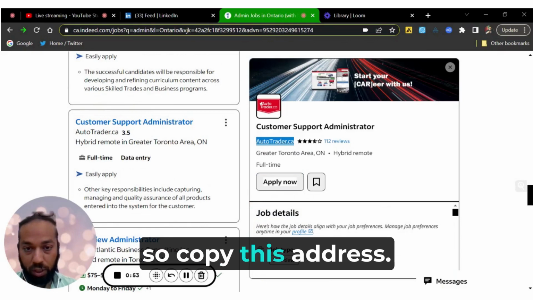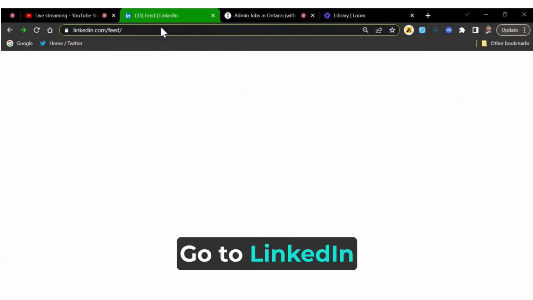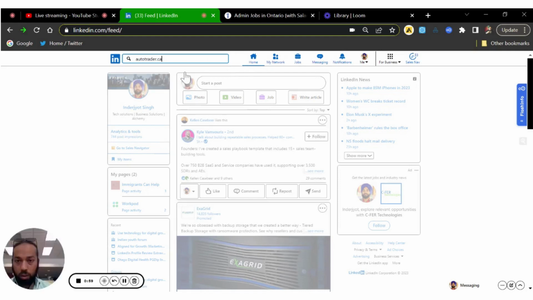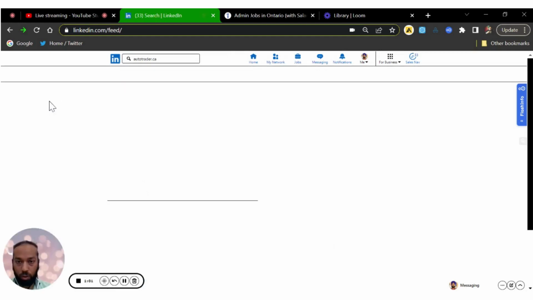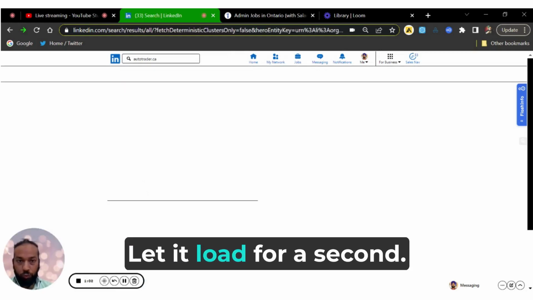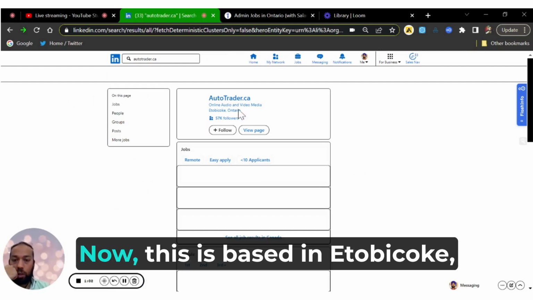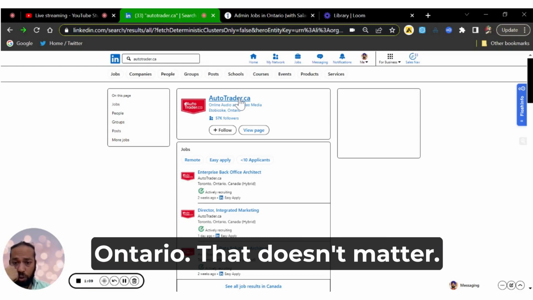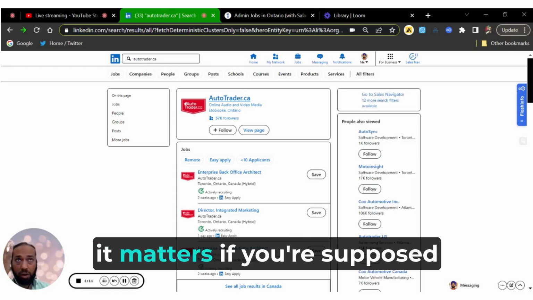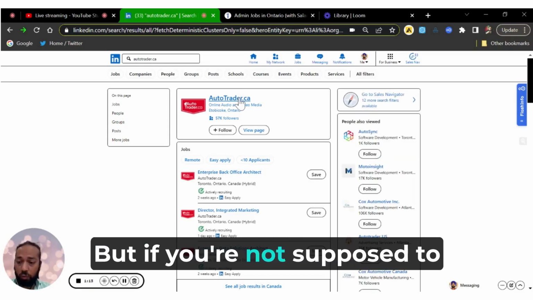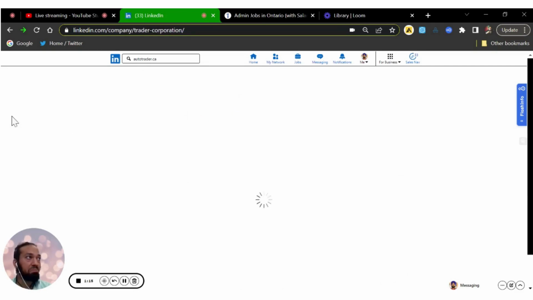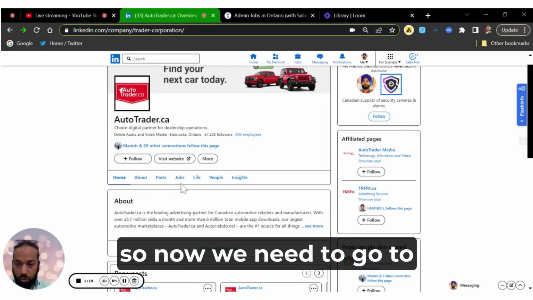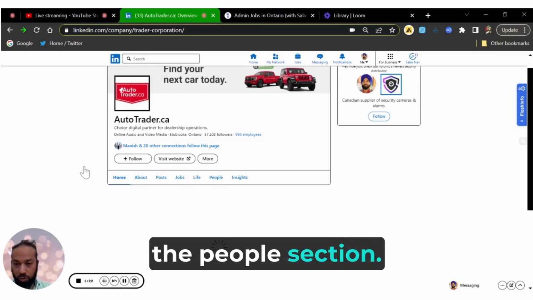So you copy this address, go to LinkedIn, autotrader.ca. All right. Let it load for a second. Now, this is based in Etobicoke, Ontario. That doesn't matter. I mean, it matters if you're supposed to be on site, but if you're not supposed to be on site, it's remote. Doesn't matter. All right, so now we need to go to the people section.